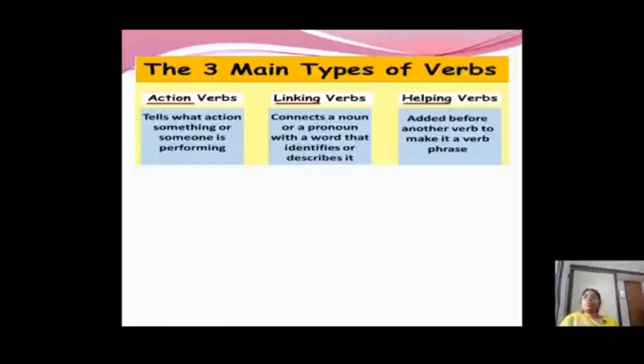Linking verb. Examples for linking verb are is, are, was, were, being, been, am, and be. All these come under linking verbs.